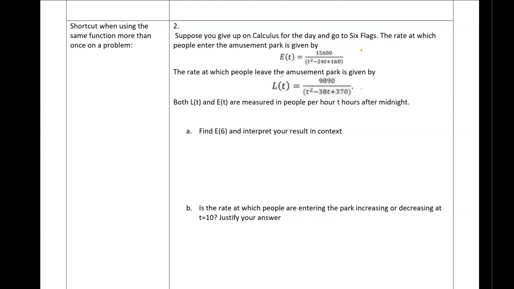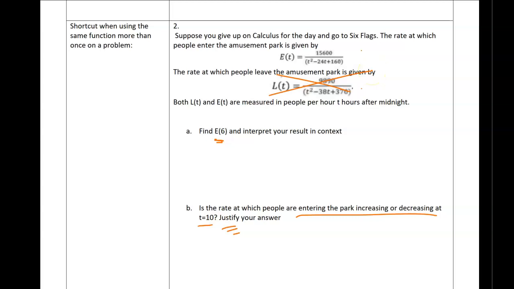The 2 questions I gave you, one is very easy, E of 6, and then one is a little bit harder. Is the rate at which people are entering the park, and you'd want to annotate that, increasing or decreasing at t equals 10? Then we're asked to justify our answer. Okay, so what we should notice is both of these have to do with the function E, so we don't care about L at all right now.